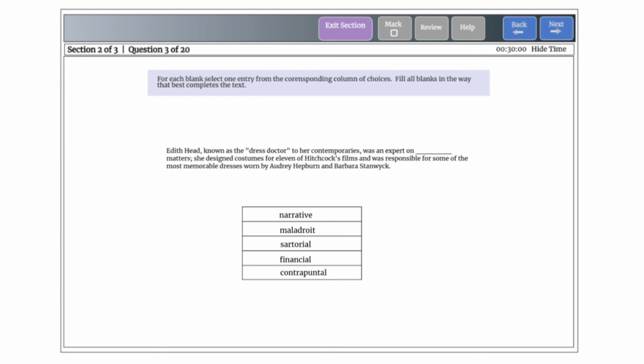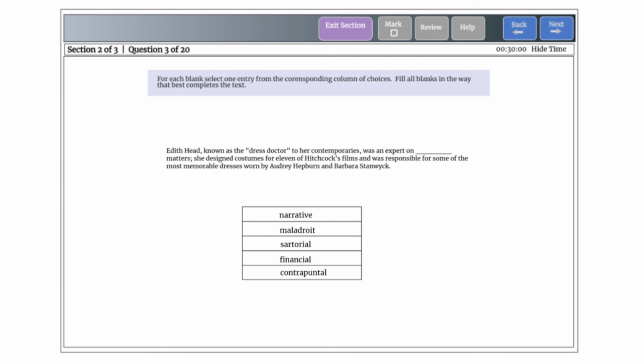Edith Head, known as the Dress Doctor to her contemporaries, was an expert on blank matters. She designed costumes for 11 of Hitchcock's films and was responsible for some of the most memorable dresses worn by Audrey Hepburn and Barbara Stanwyck. So, using our original strategy, what kind of word do we think belongs in here? Probably something like fashion, right? Maybe clothing or costuming or something like that, right?